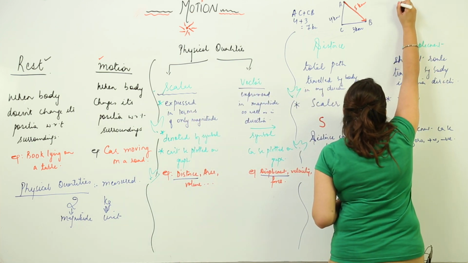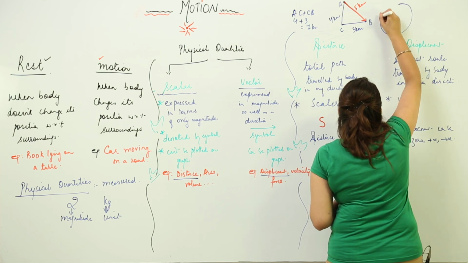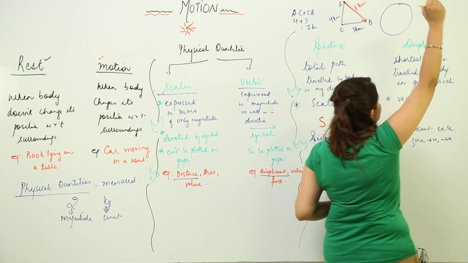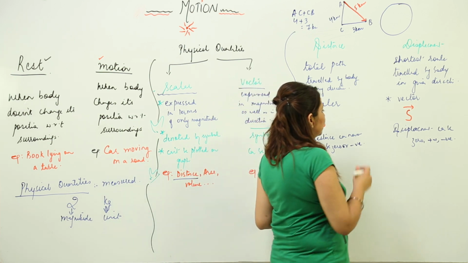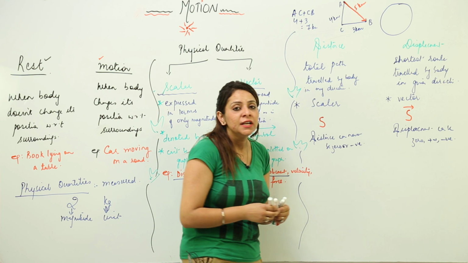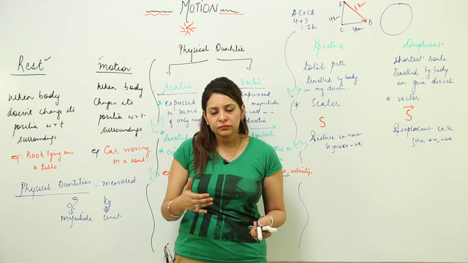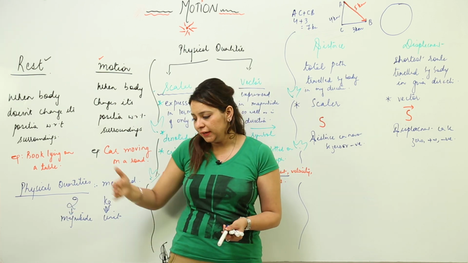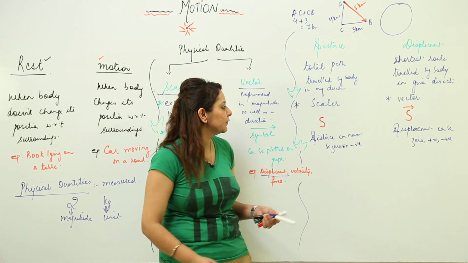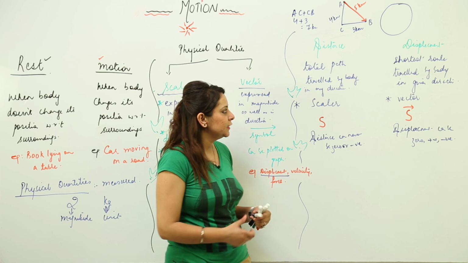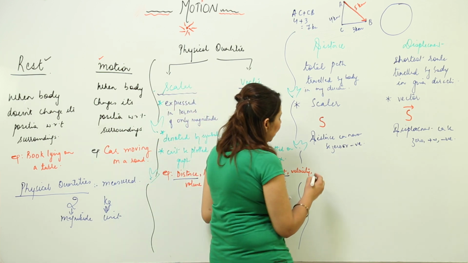Suppose one body starts from this point, covers a certain distance, and then returns to the same point. So that means the displacement is going to be 0. In the same way, negative one. Suppose you are travelling a distance like this and your final point is on the left side, then your displacement is actually negative.